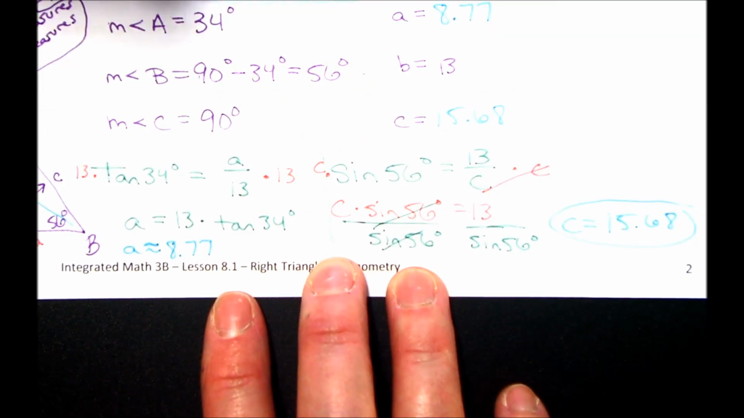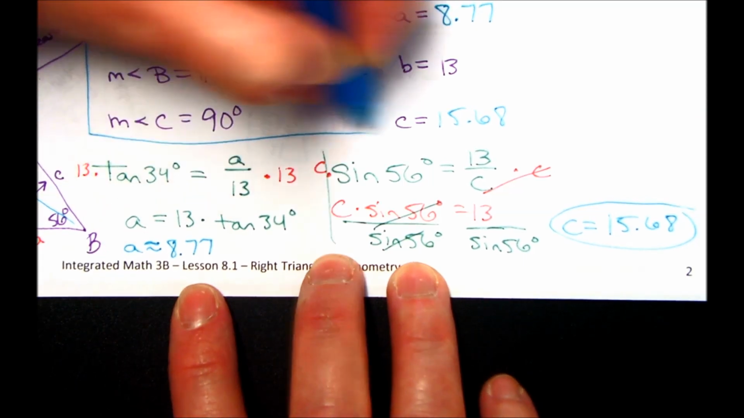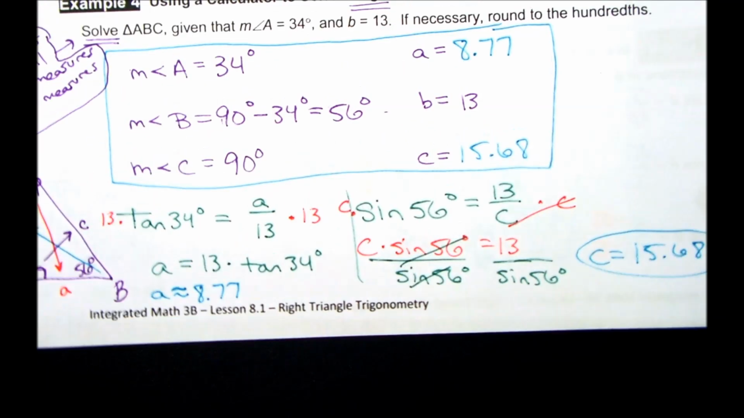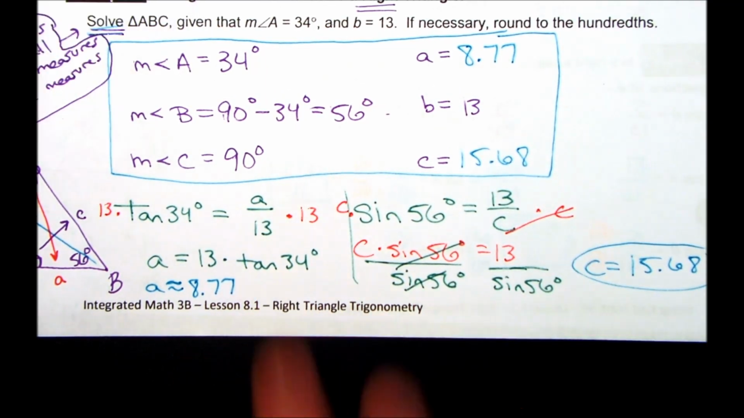So in this box now I have the measures of all three angles and the measures of all three sides. So I have now solved the triangle.